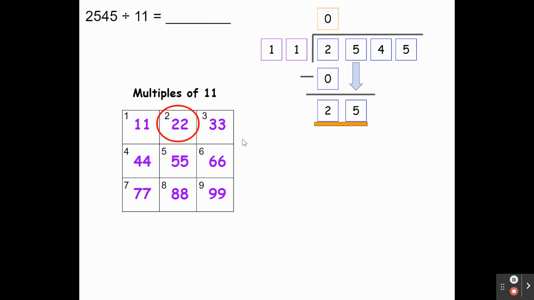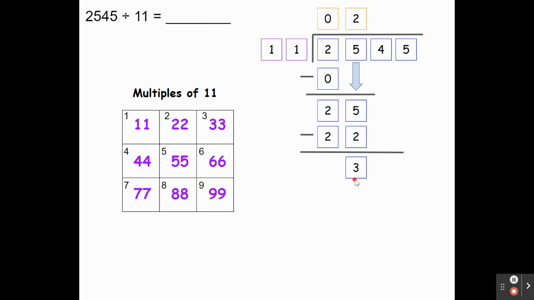So we're going to give each group 2 hundreds. So in the hundreds place, we're going to put a 2. So if we give each group 2 hundreds, and there are 11 groups, we're going to share a total of 22 hundreds. When we subtract the 25 hundreds we have, minus the 22 hundreds we're sharing, we have 3 hundreds left over.